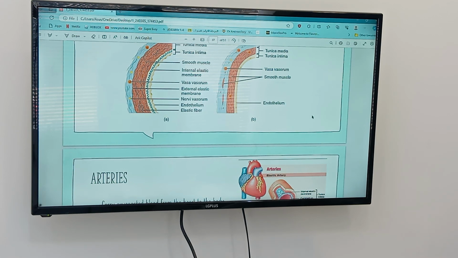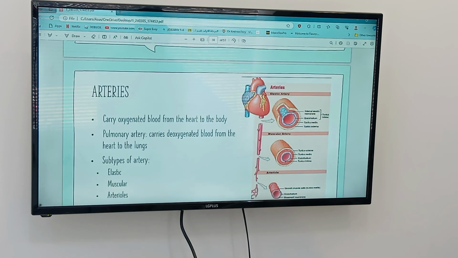This is the content of the blood vessels. Arteries carry oxygenated blood from the heart to the body. As we say, the arteries go outward from the heart. They carry the oxygen from the heart to the rest of the body.